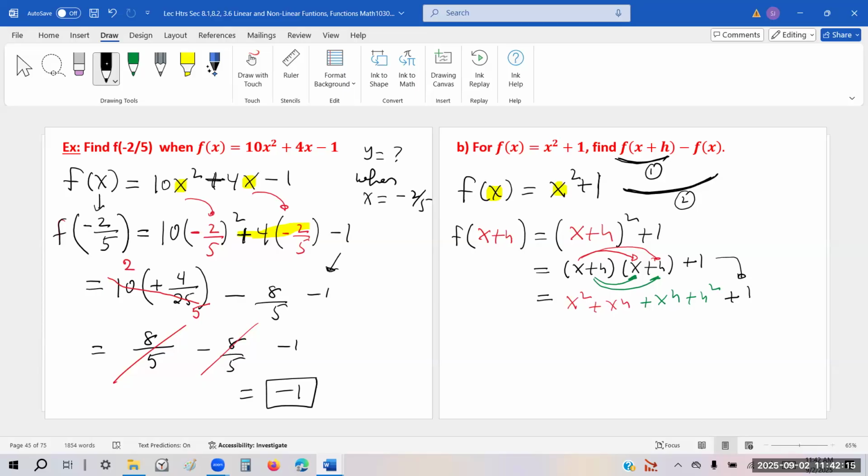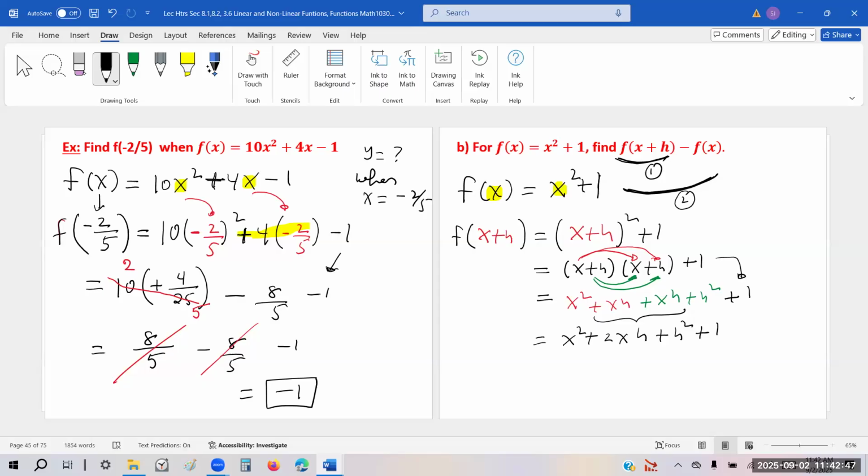Do you see any like terms here? These xh terms are like terms. So how many xh? 2. So 2xh plus h squared plus 1. So this is our part 1. And now we are going to subtract the original function, the f of x, from there.